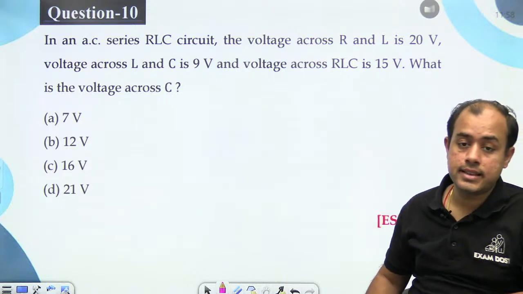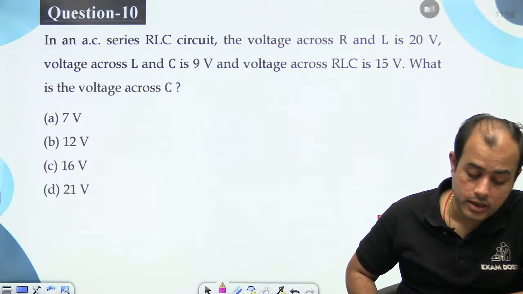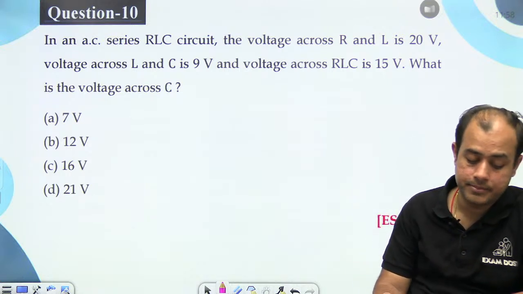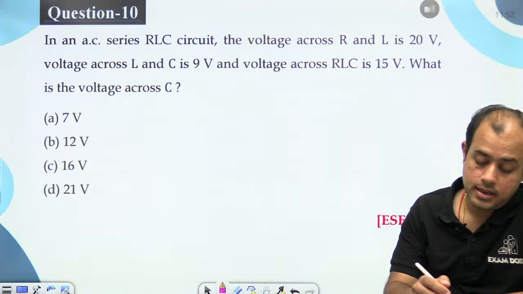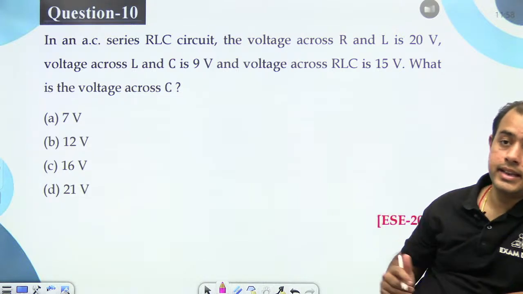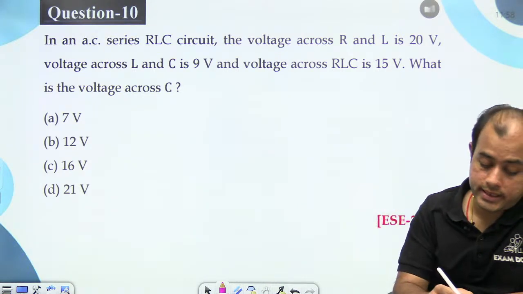In AC series RLC circuit, voltage across R and L is 20, L and C is 9, RLC is 15. What is the voltage across C? अब ये देखिए, ESE 2004 का ये क्वेश्चन है. देखिएगा.